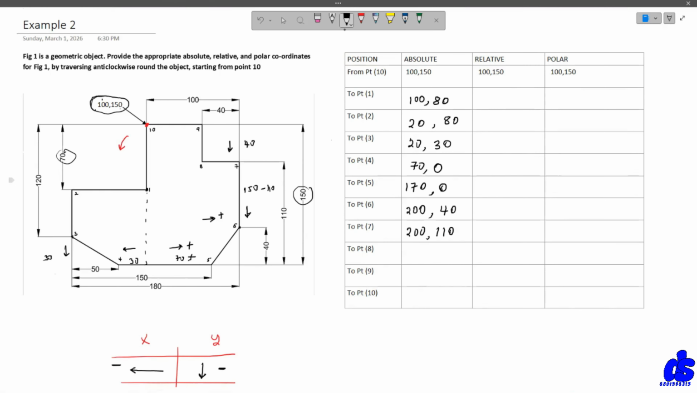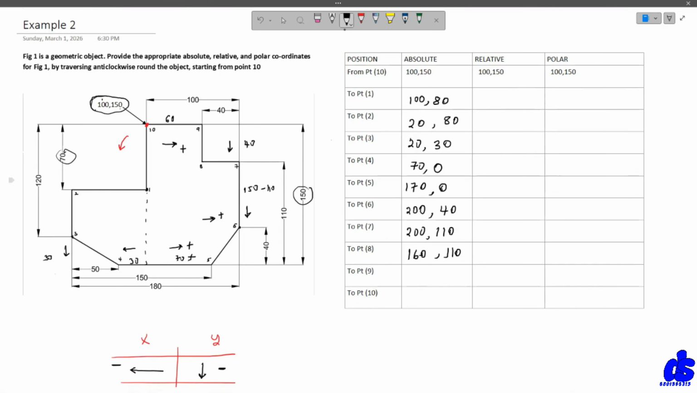Now for point 8, y stays the same. So you can just write the value of the previous one. X is changing. And let's see how much it's changing. So from this point to here is 60, because the whole thing is 100 and this is 40. So this distance is 60. So 60, since you're moving in the right side, you're going to add it. So 60 plus 100, that's going to be 160. I'll go ahead and write 160 for the x.